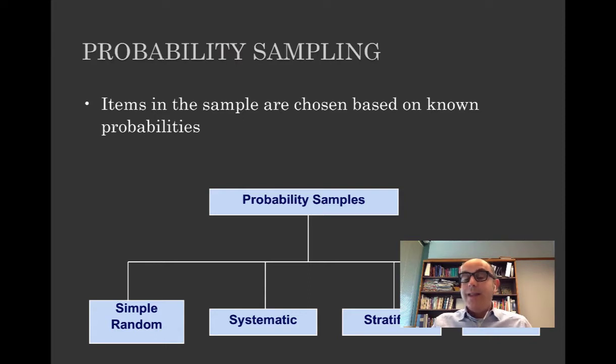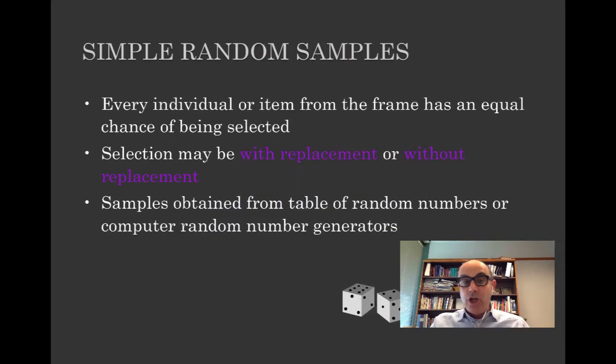We're going to learn it, and we're going to measure that in order for us to do more calculation about the entire population. In a simple random sample, every individual item from the frame has an equal chance of being selected. The selection may be with replacement or without replacement, and the sample is obtained from a table of random numbers or a computer random number generator.